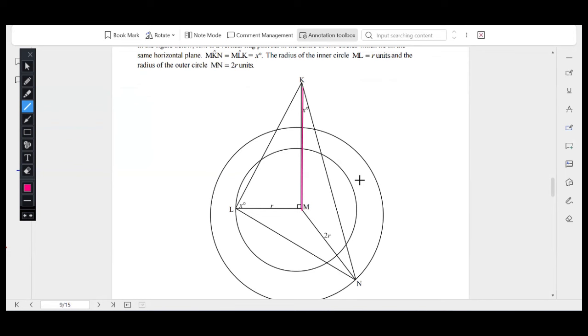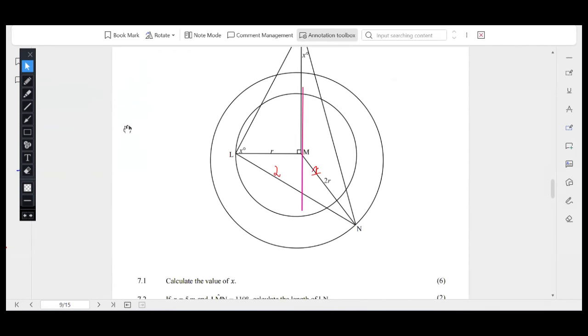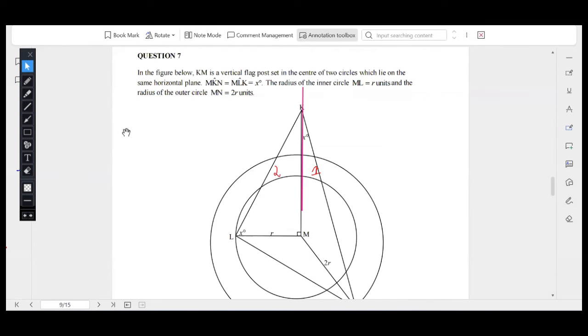But the one thing that you must always know when it comes to this question is that you have to solve it based on the common side. We have X degrees on this triangle, and we also have X degrees on this triangle. The common side between these two triangles, let's call them triangle 1 and triangle 2, is KM. So KM is the common side. But what are we looking for here? We are looking for the value of X.